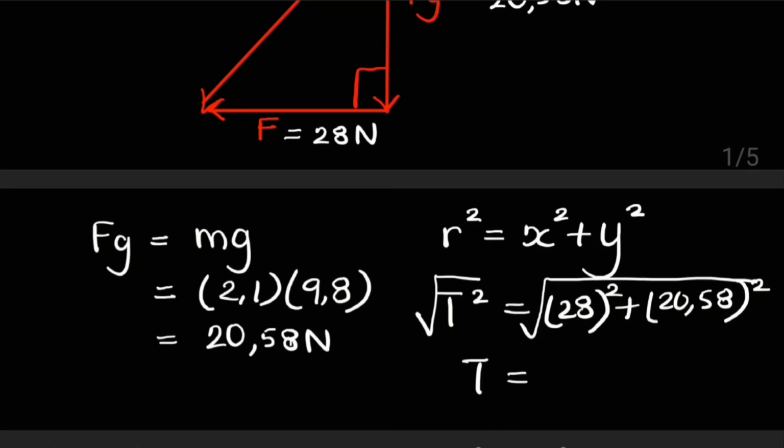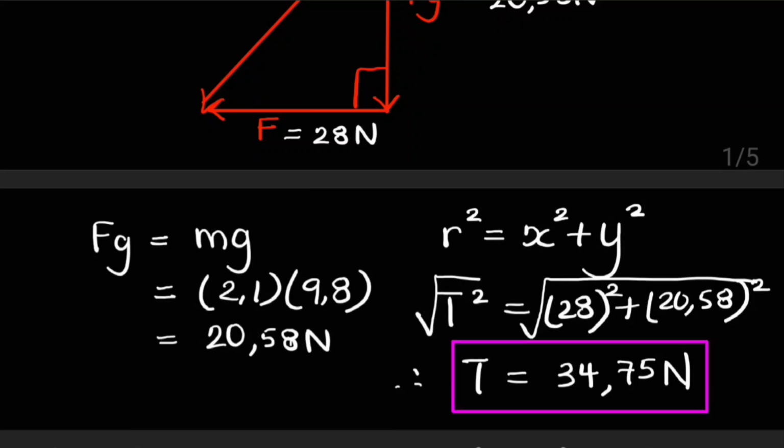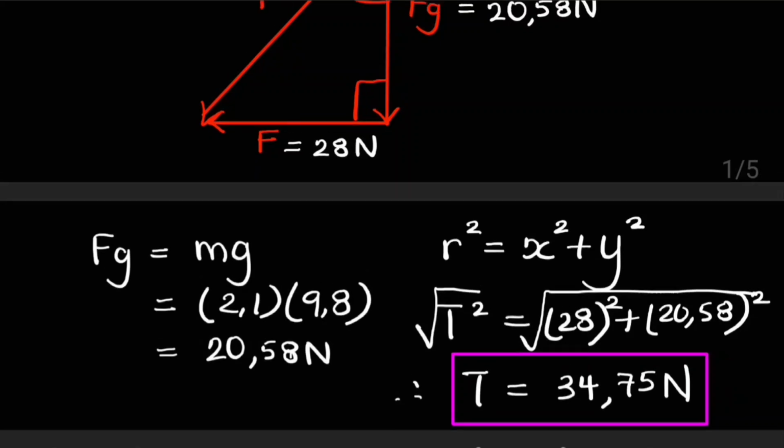And when we put this in our calculator, we get 34.75. And remember, tension is going to be measured in newtons. So this is our answer for tension, 34.75 newtons.